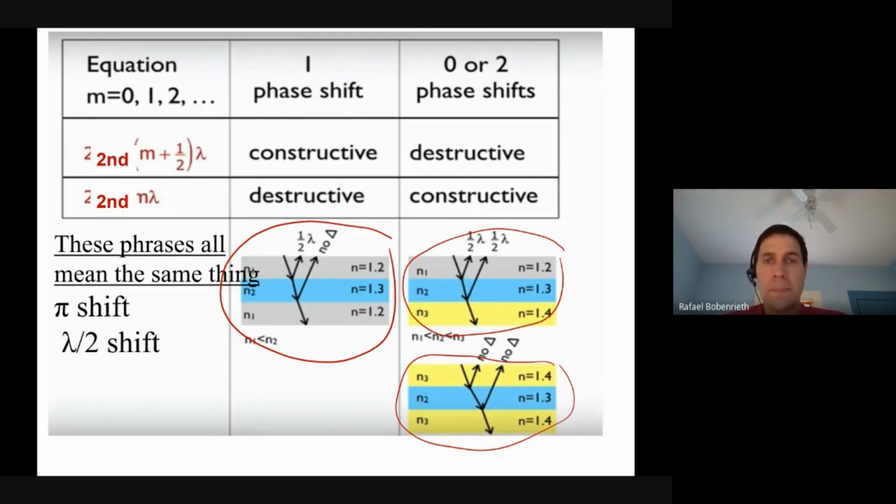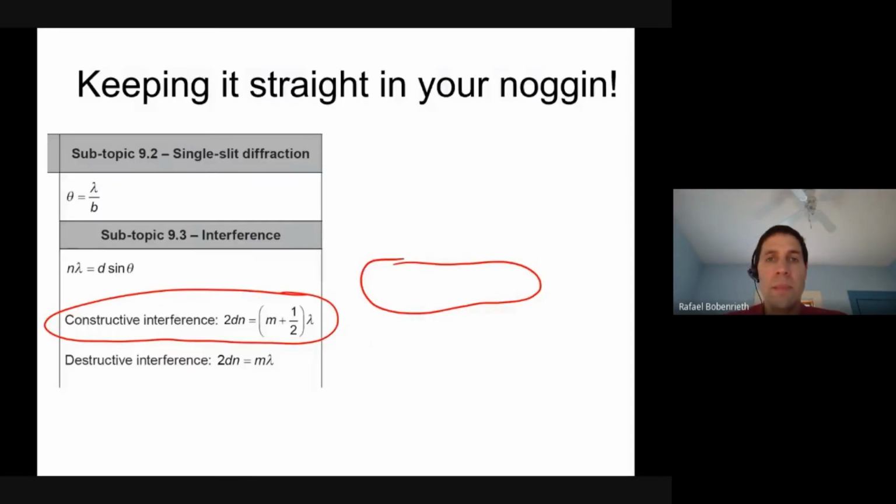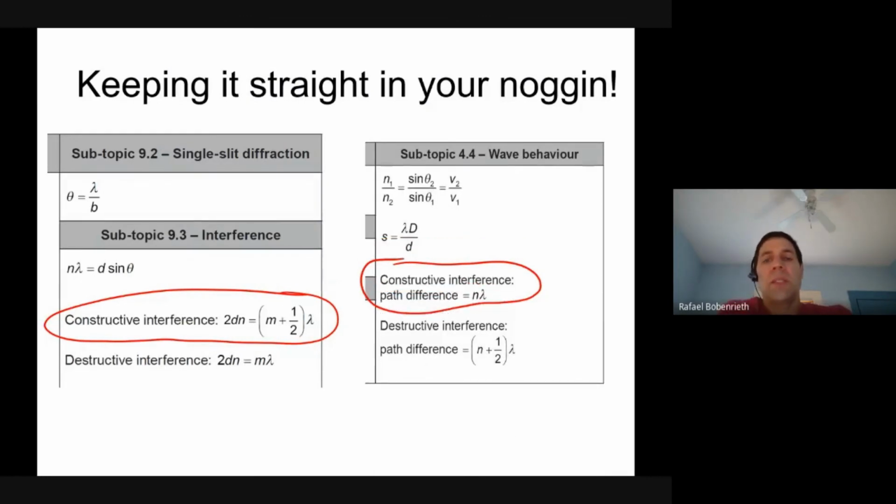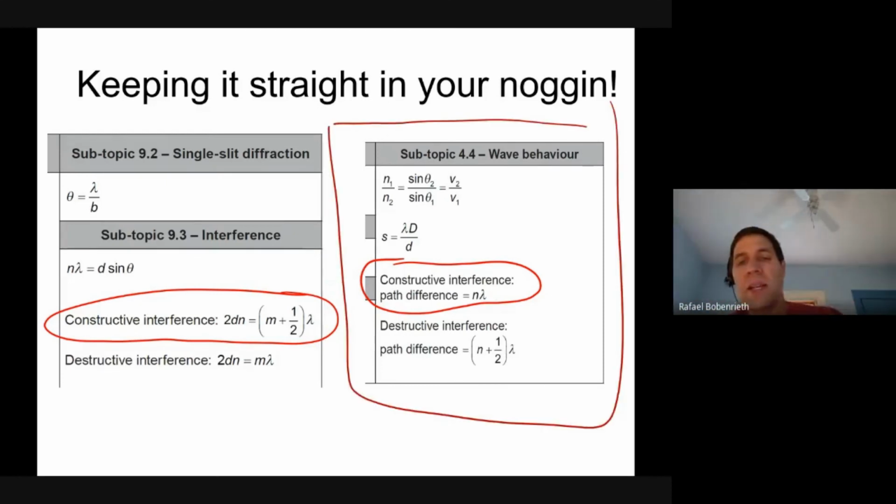So you're not going to do an IB test, but I just want to point out for the future, if you ever find yourself confused, there's good reason why you could be confused just by looking at your data booklet. Because if you look over here, subtopic 4.4, this tells you constructive interference, path difference, and lambda. And then over here, subtopic 9.3, it seems to tell you the exact opposite, constructive interference, n plus 1/2 lambda.